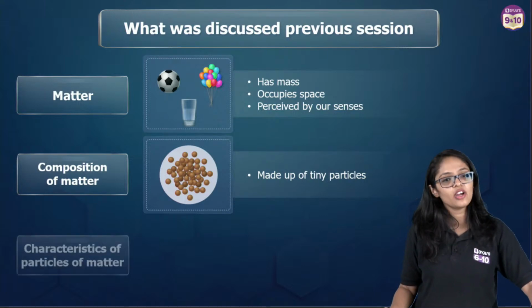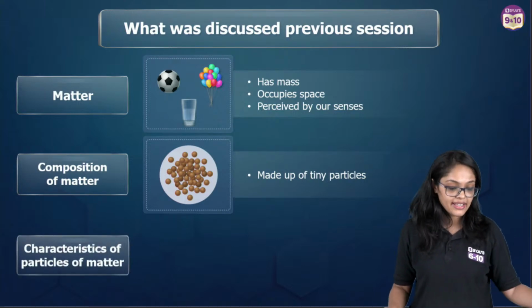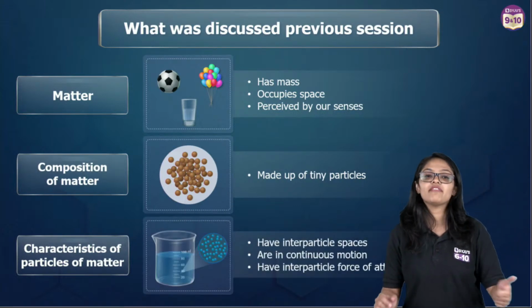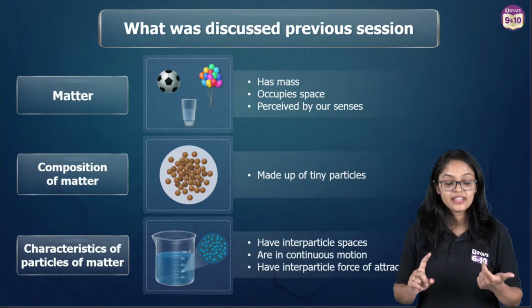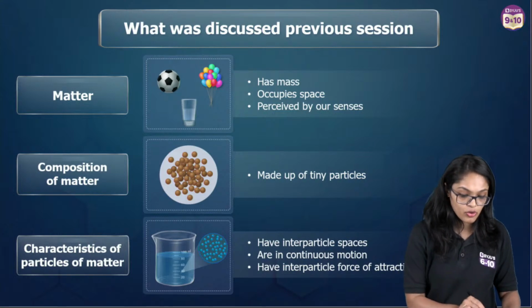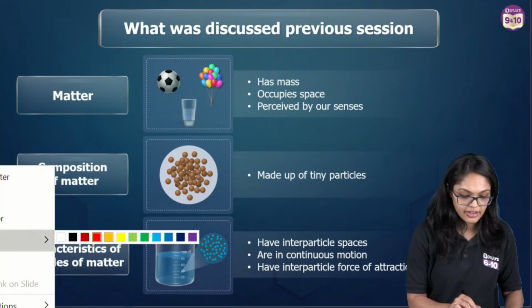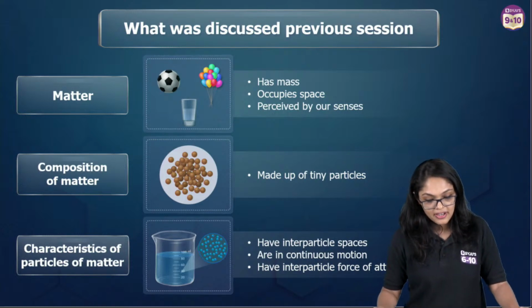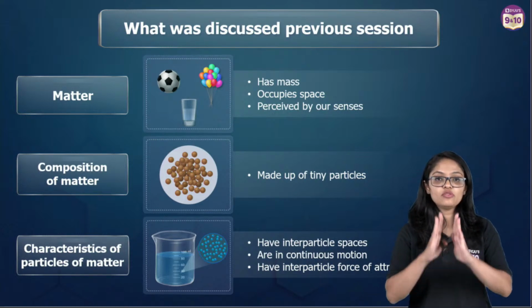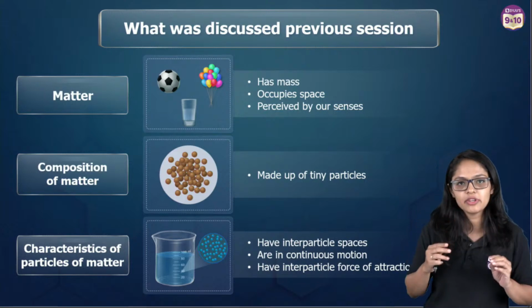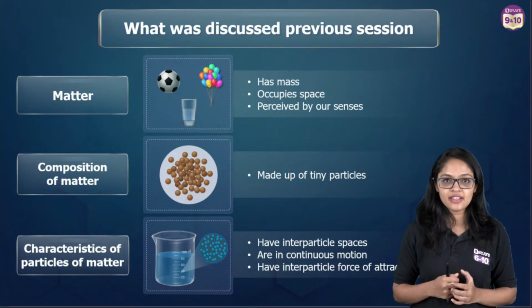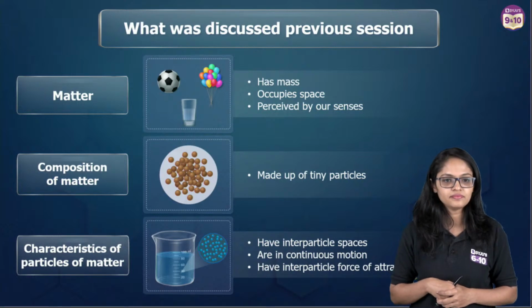After that, we also discussed the characteristics of particles of matter. That is, they have interparticle spaces, they are in continuous motion, they are never at rest, and they have a force of attraction between two particles. So these are the characteristics that we discussed in our last class.